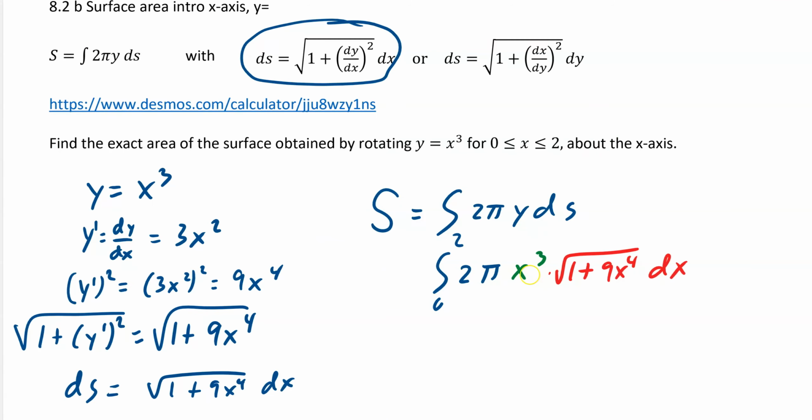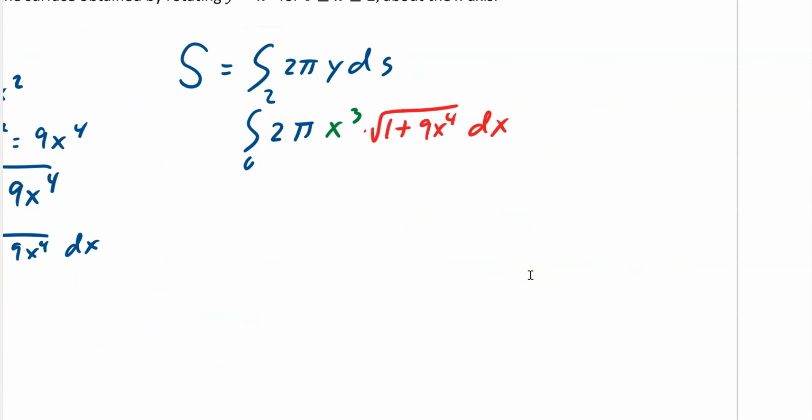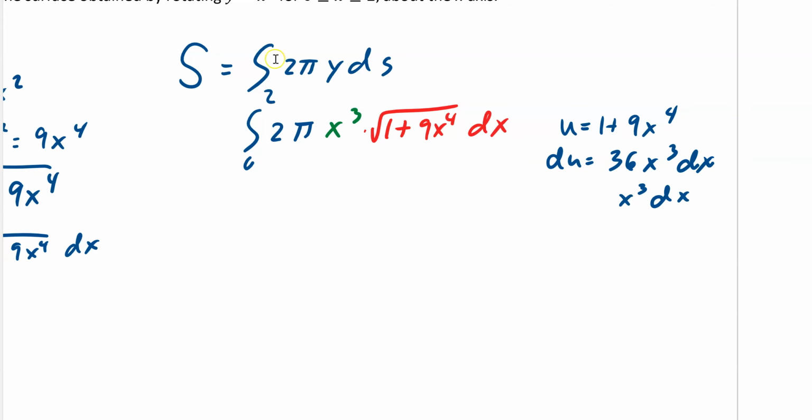All right, so now we just need to finish our integral. So if you notice, this is a nice clean u substitution because we have an x to the fourth, and with a u sub, we'll get x cubed. So we go u equals 1 plus 9x to the fourth, du equals 36x cubed dx. So the x cubed dx we'll leave alone because that's what we're trying to replace, and we'll move the 36 over.